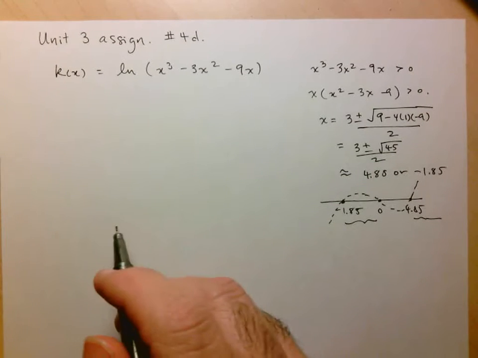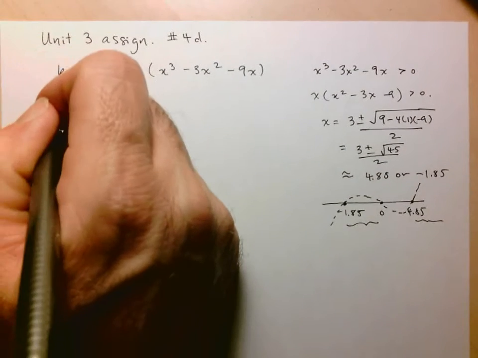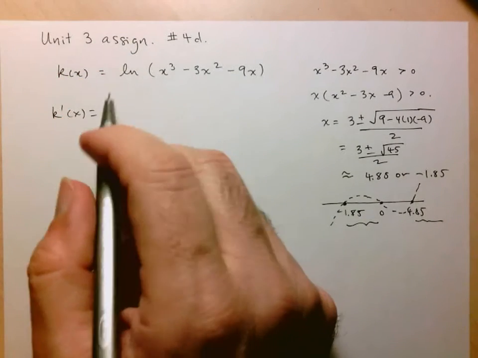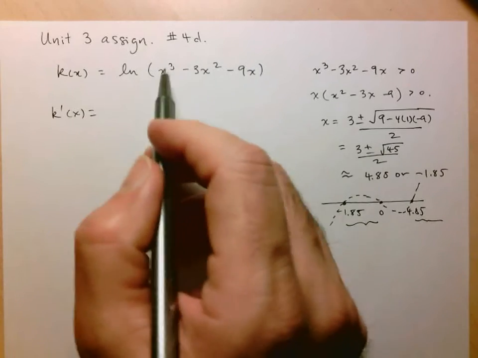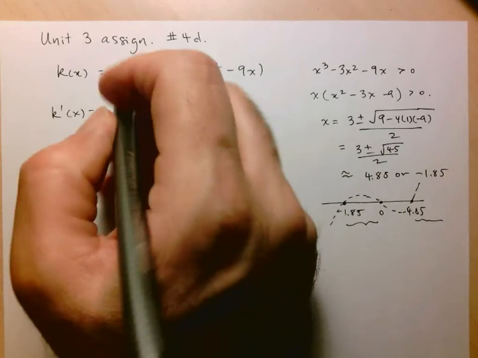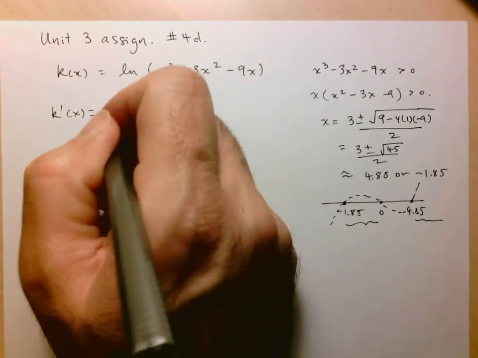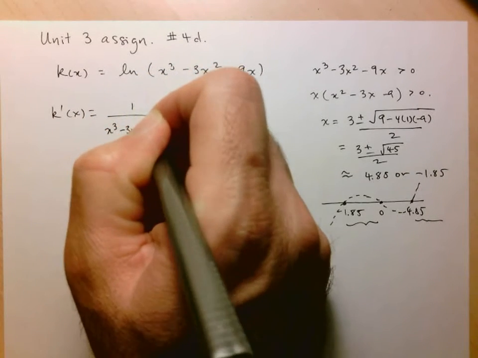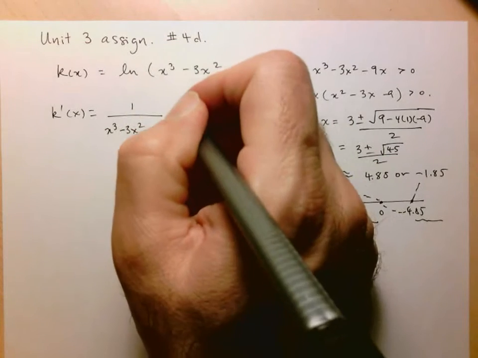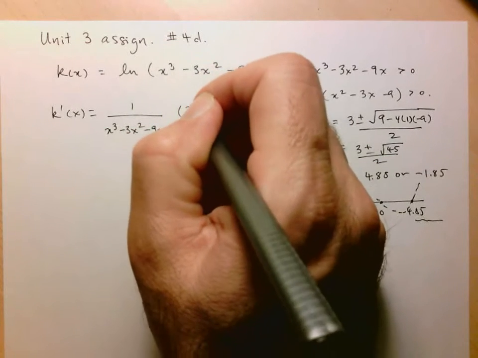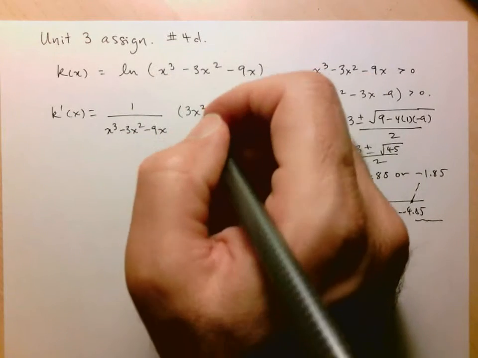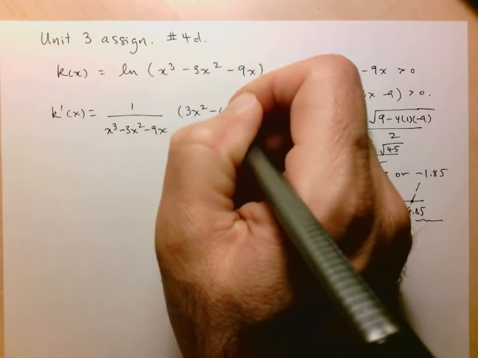Okay, so now that we know the domain of the function, let's go ahead and find the derivative. The derivative of a logarithmic function: we'll make this our u. The derivative of ln u is just 1 over u. So 1 over x cubed minus 3x squared minus 9x, times the derivative of the input, our u, which is 3x squared minus 6x minus 9.